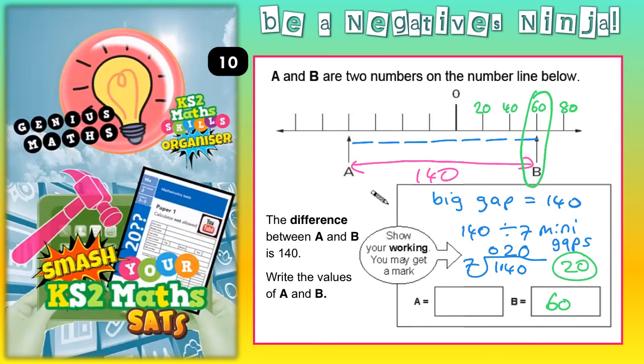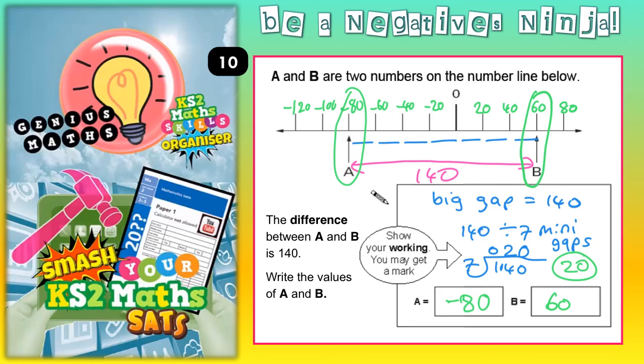Now we need to go below 0, down in 20. So minus 20, minus 40, minus 60, minus 80, minus 100, minus 120. And there you can see we've got the value of A as well, which is minus 80. And that's the answer to the question.